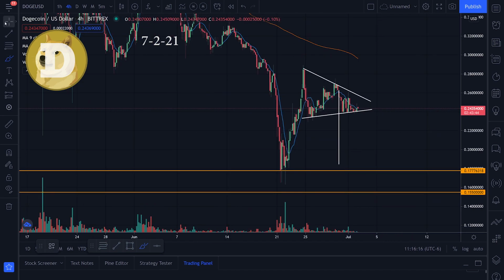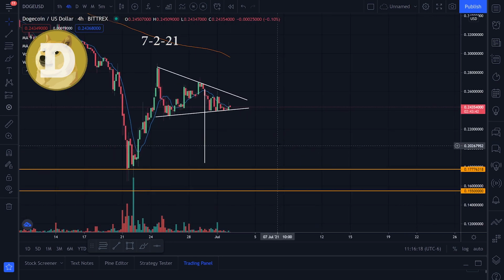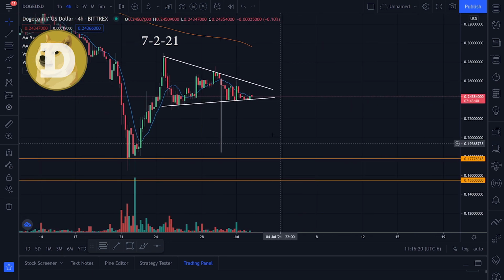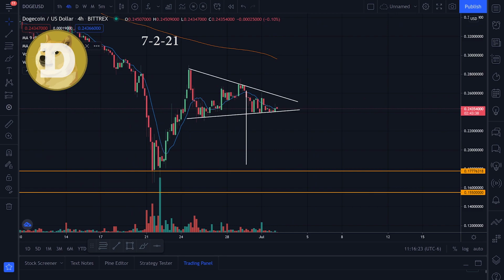I'm not really sure if we're gonna get really bullish right now. Like I keep saying, we're gonna have to wait till we break the 9 moving average on the weekly time frame, and I'll talk about that here in a second.